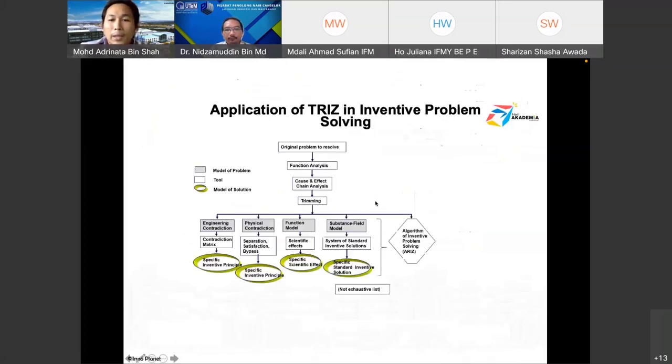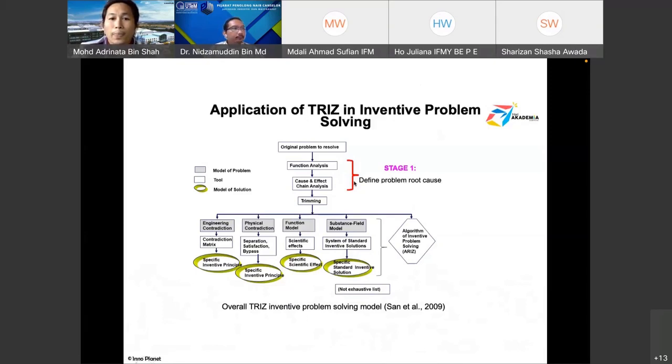I have mentioned that we had a previous talk by Dr. Rizwan and also Dr. Zaid, and it was about function analysis, cause and effect chain analysis, and also trimming. The first one is stage 1, which you need to define a problem root cause. And then you have trimming. This is a method of problem solving to generate a general solution to our problem.